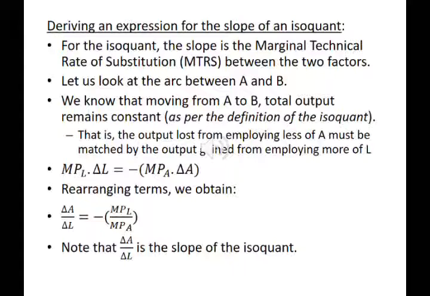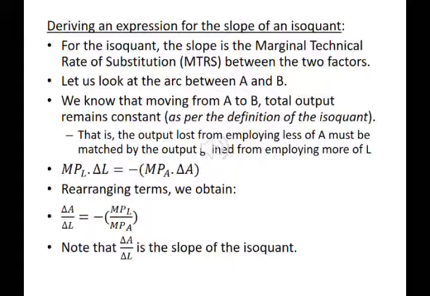So let's look at the arc between points A and B in the previous graph. We know that moving from A to B, total output remains constant. This is the definition of our isoquant, because A and B each produce the same level of output. This means that if we move from A to B, total output should not change. That is, the output lost from employing less of land must be matched by the output gained from employing more of labor. And this can be written as follows.